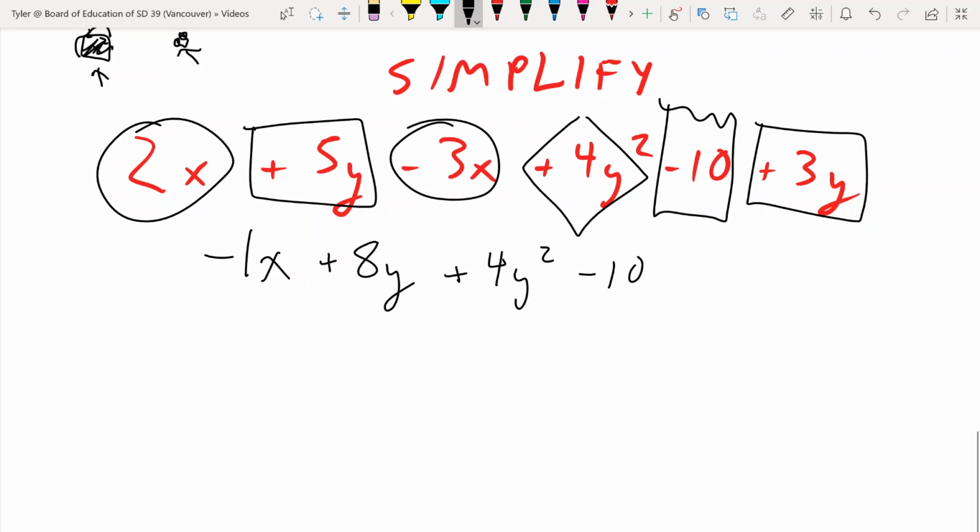Combine the ones that are the exact same, like x and x, or x squared and x squared, stuff like that, and put them together. Be careful when you're doing negatives. Make sure you use your calculator to double check your answers, and that's it.